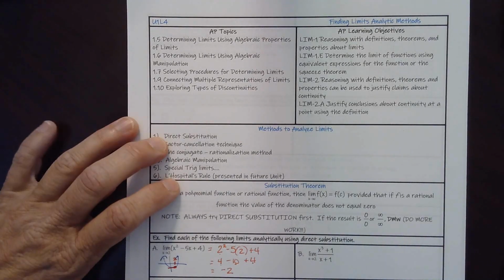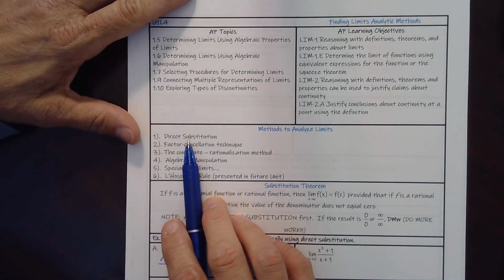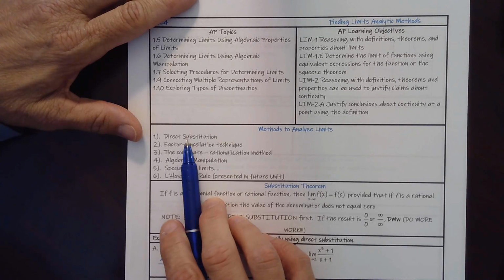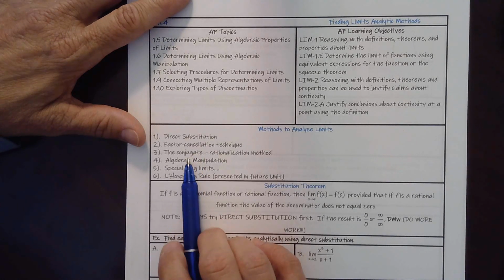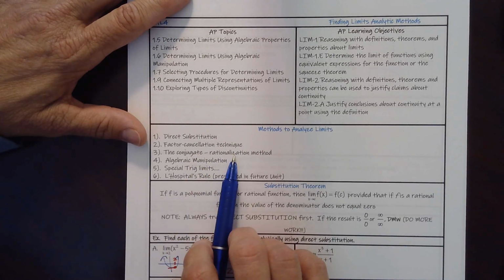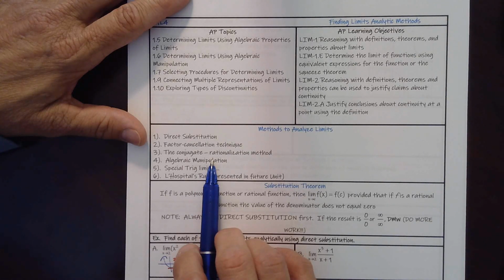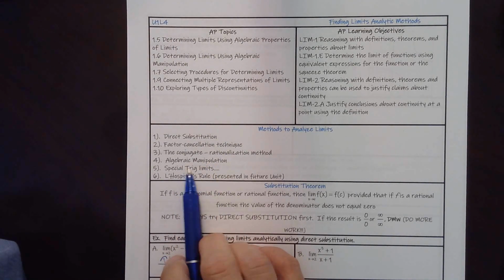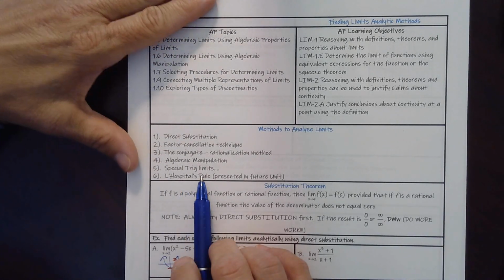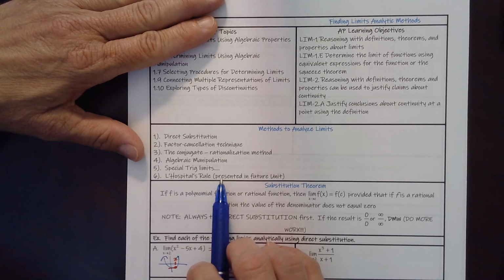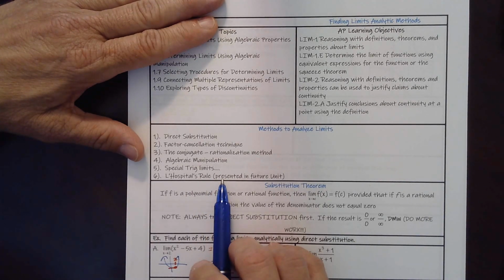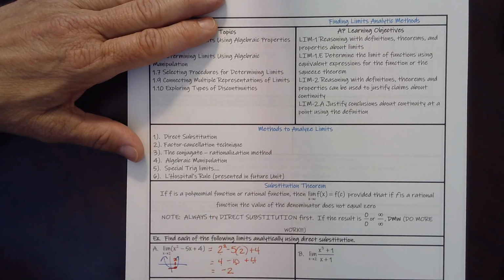And so some of those tools that we're going to be working with are direct substitution, which we've looked at a little bit before, the factor cancellation technique, the conjugate rationalization method, and algebraic manipulation. We're going to be looking at some special trig limits, and then eventually in a future unit, we're going to be working with L'Hopital's rule. This is another technique for finding limits, but there are some things we have to get into in another unit before we can bring in L'Hopital's rule.